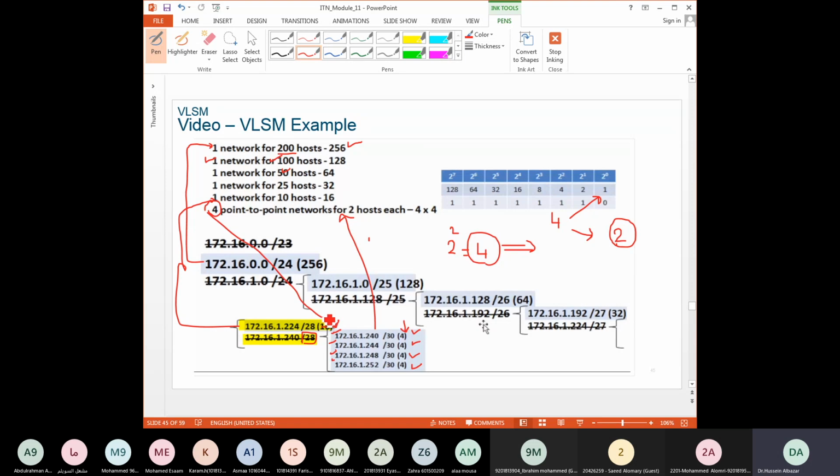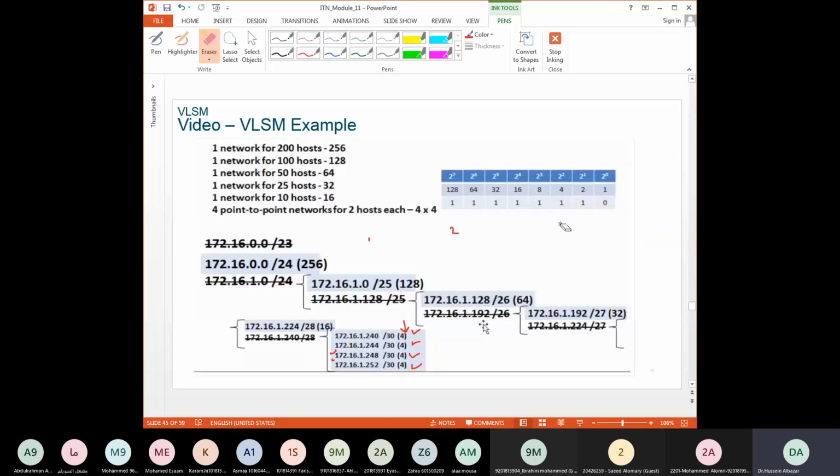So what we did here, instead of subnetting our network into equal-size networks and wasting many available addresses, we can use variable length subnet masks. For VLSM, I will add many exercises on the LMS, and we will discuss it also in our next meetings.